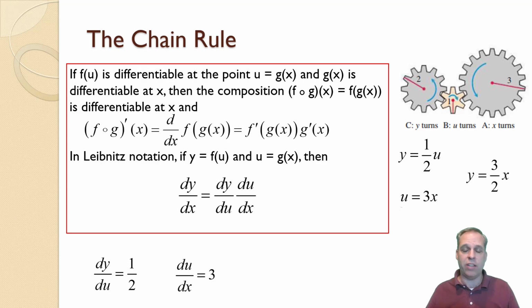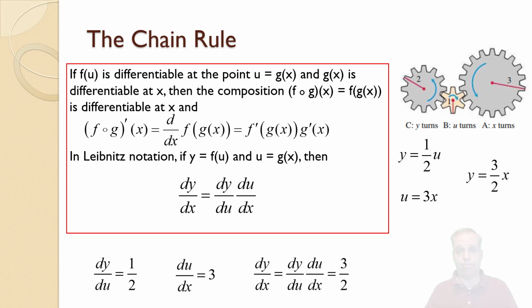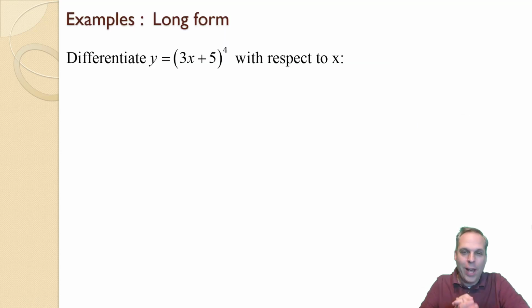By the chain rule, the derivative of y in terms of x should just be the product of those derivatives, which is 3/2. And if you look at y, it's equal to 3/2 x. So the derivative of y in terms of x, in fact, is 3/2.